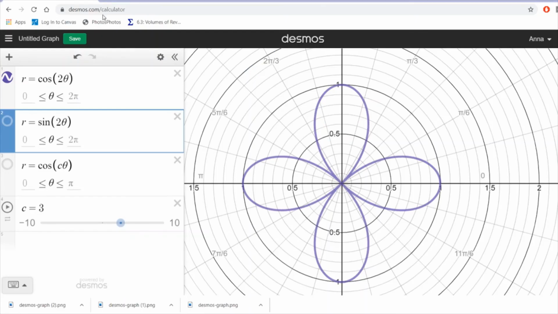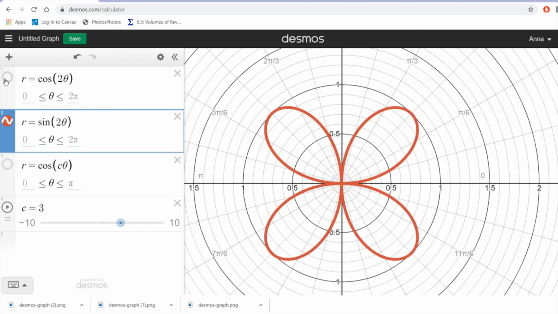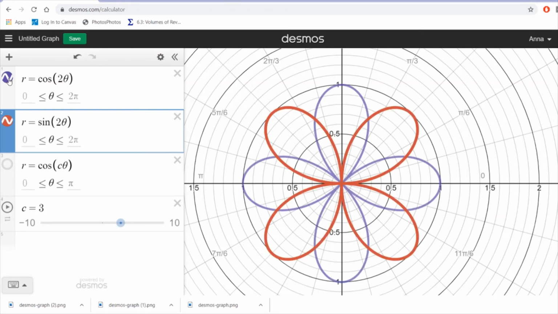So I want to show you in Desmos some different kinds of shapes that we can get by just changing these equations slightly. So right now we have r is equal to cosine of 2 theta. So that's the one that we already graphed. So it looks like what we graphed, right? So what if we did sine of 2 theta instead? Well, basically we would get a graph that looks really similar. The only difference is that it's been rotated.